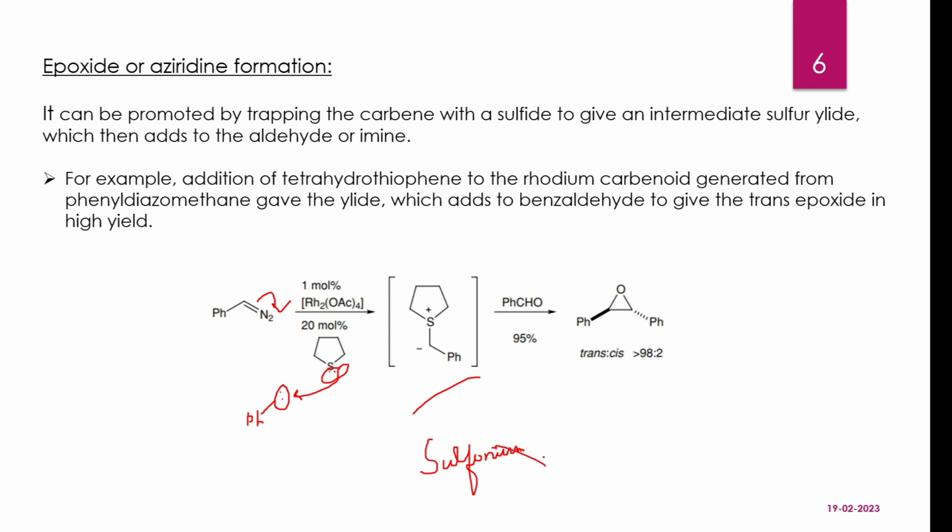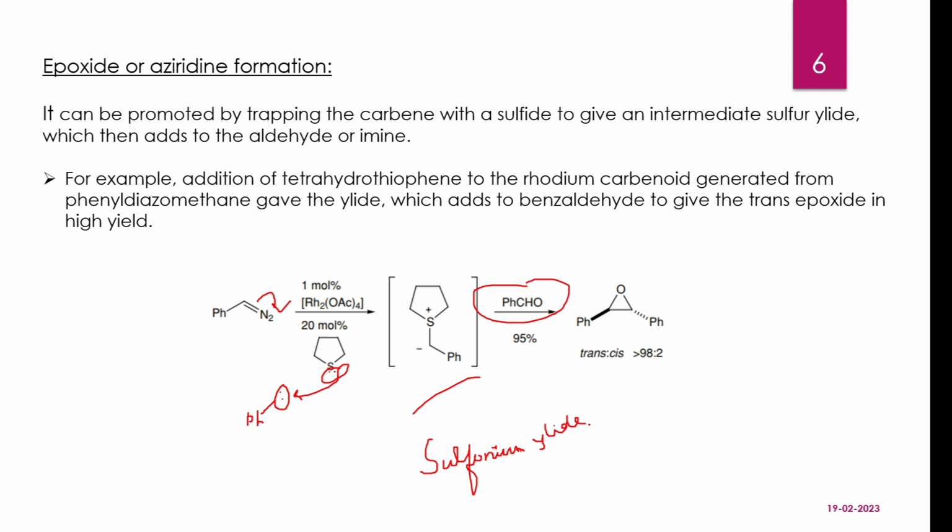Sulfonium. Sulfonium ion. It's also called sulfonilamide. So when sulfonilamide is added to an aldehyde, what will we get? We get an epoxide. I have taught this earlier also.